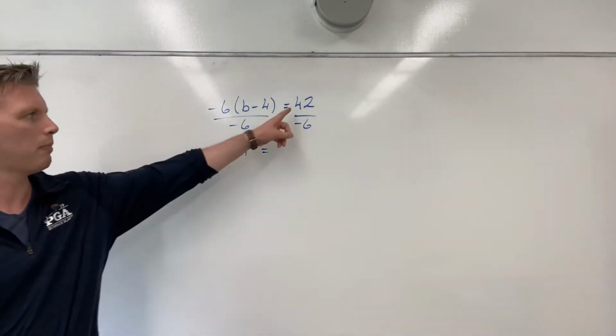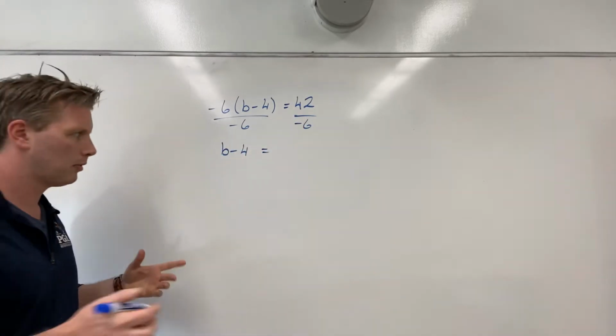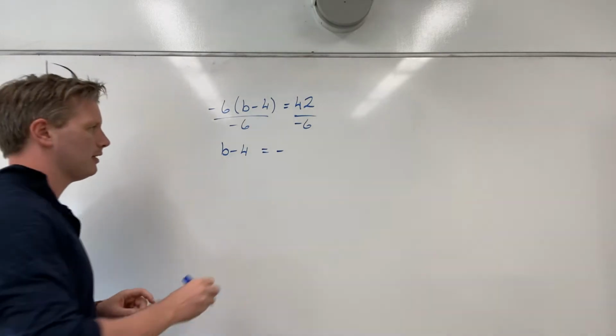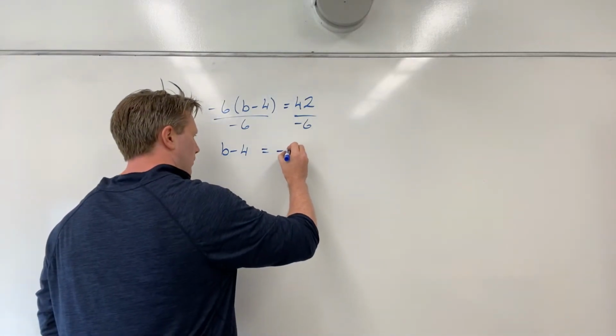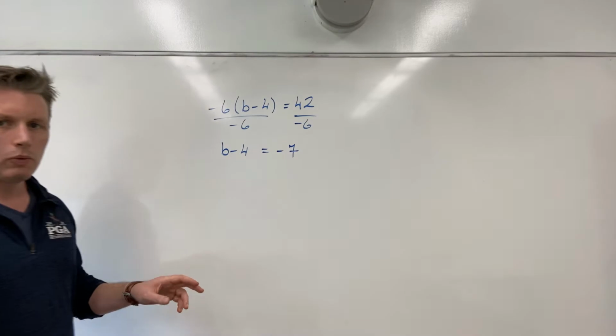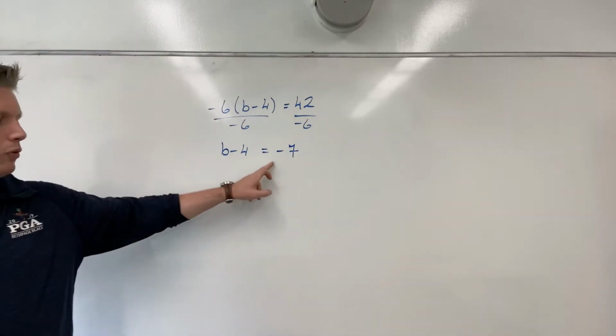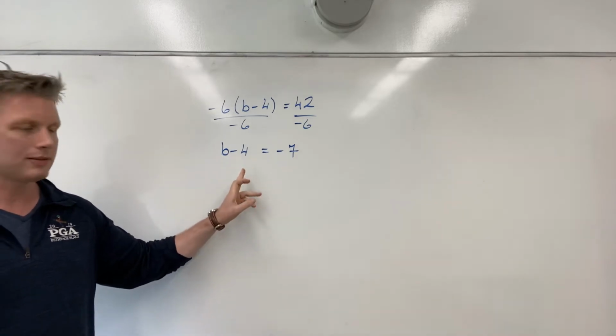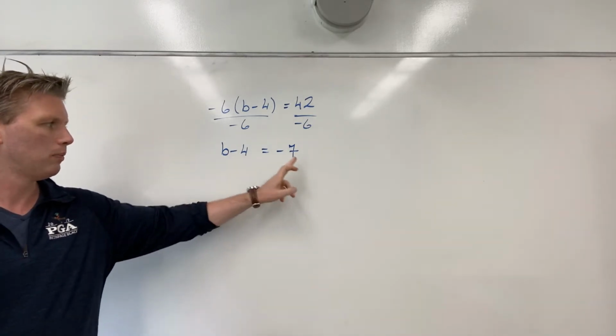Well, what's that? I have a positive number divided by a negative number, so I know it's going to be negative. 42 divided by 6 happens to be 7. So the answer is negative 7. Not quite done. I have b minus 4 is equal to negative 7. I want b, so what am I going to do? To get b by itself, I'm going to add 4 to both sides of the equation.